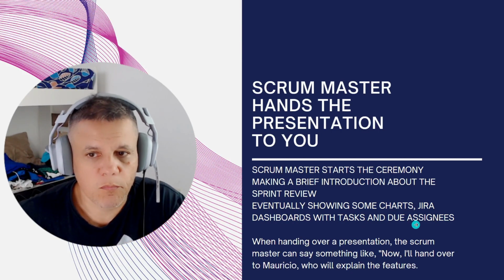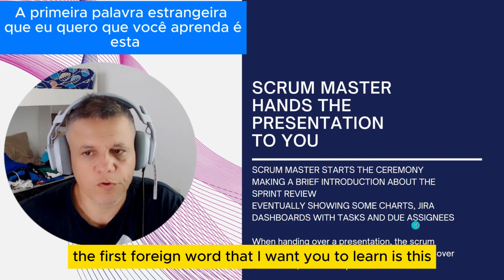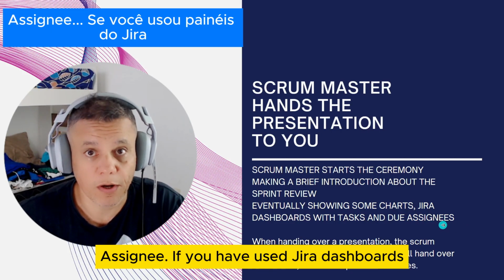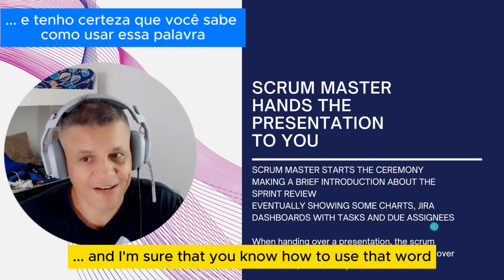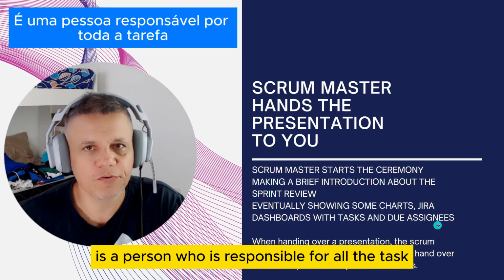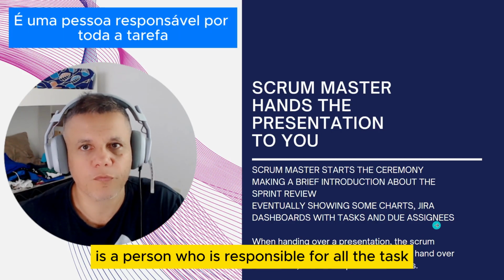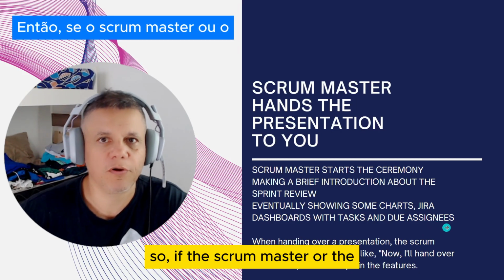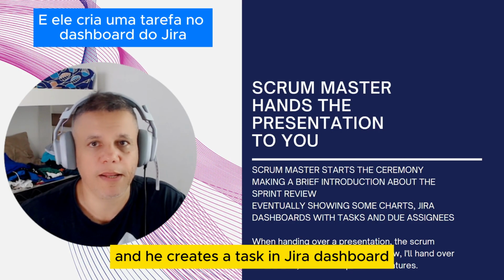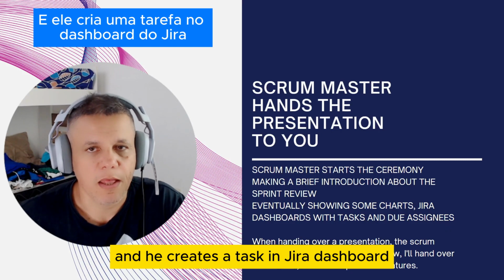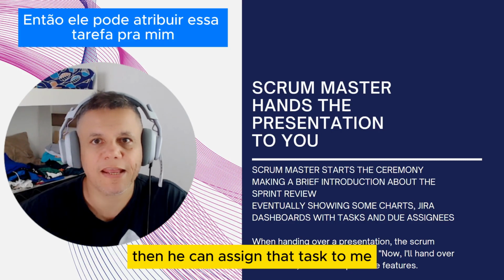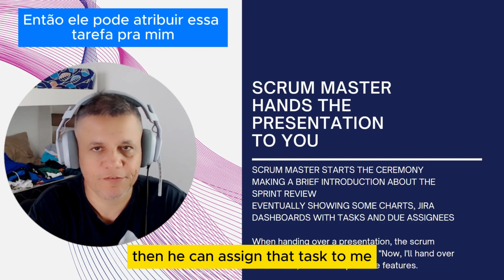So the first word that I want you to learn is this: assignee. If you have used Jira dashboards, I'm sure that you know how to use that word. The assignee is the person who is responsible for the tasks. So if the Scrum Master or my manager tells me to do something and he creates a task in the Jira dashboard, then he can assign that task to me.